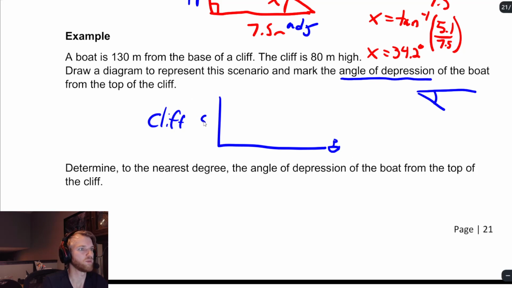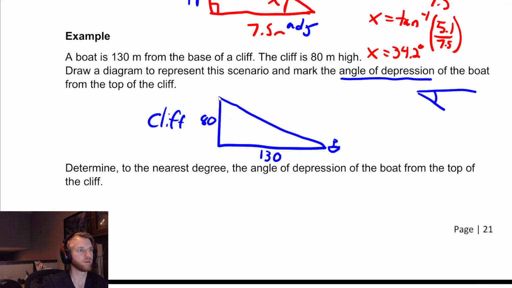The cliff is 80 meters high, and the boat is 130 meters from the base of the cliff. And we want to draw the diagram and mark the angle of depression of the boat from the top of the cliff. So if we draw a triangle now, here is the mistake that everyone makes. They say, what's the angle of depression? And they think it's right here. Okay, that is not the angle of depression.